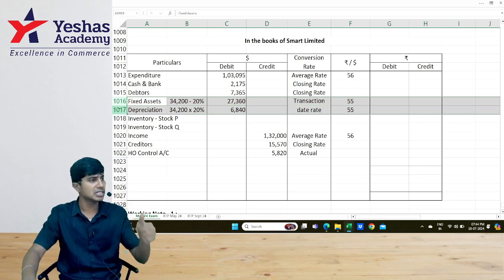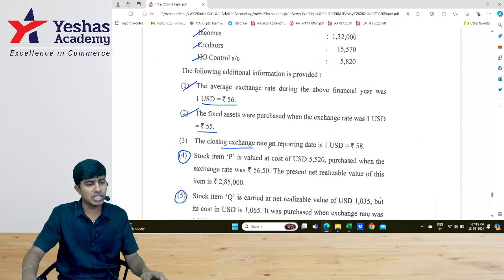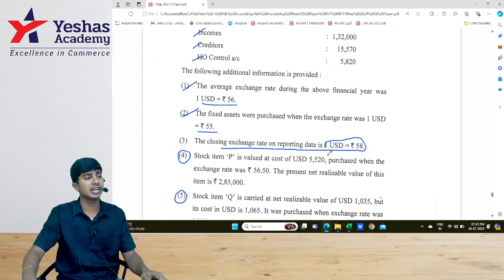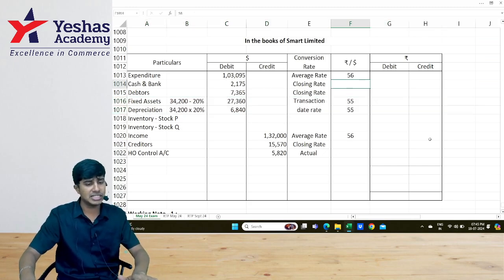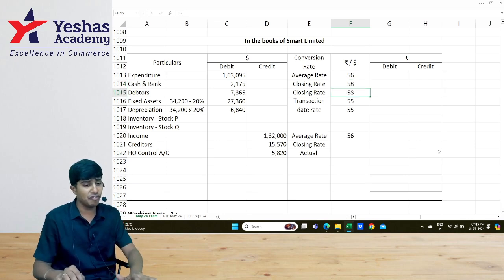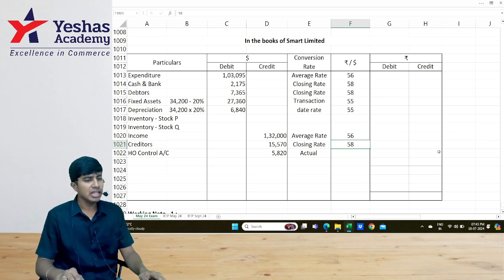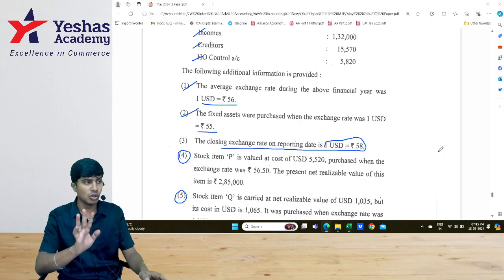Did everyone get this? What do I have after that? After that, closing exchange rate is 58. So 58 closing exchange rate is relevant against monetary items. So the monetary item that we have here is cash and bank. There I'll apply 58. Then against debtors I'll apply 58. And we have creditors. Here also I'll apply 58. Understood this? Will I apply 58 on inventory? Yes, if it is NRV. Yes, if it is. But I don't know that yet.